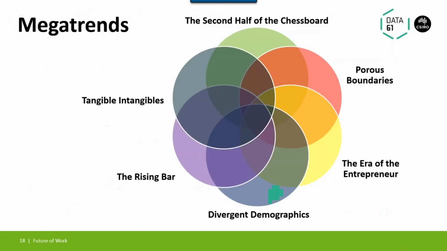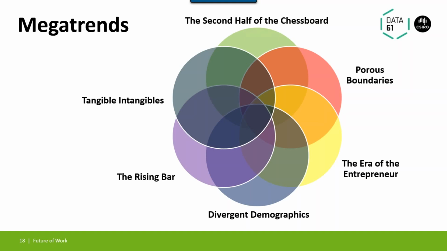So this next slide shows you the 6 megatrends that came out of that big scanning process. These are the deep-seated, long-term trajectories of change that we believe will influence the way in which we work in the future. And I'll talk through each of those. The first one, and possibly the most important, we call the second half of the chessboard.